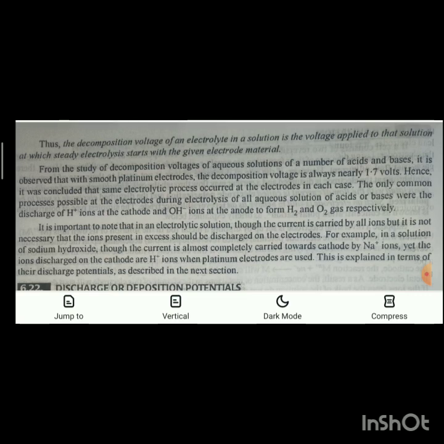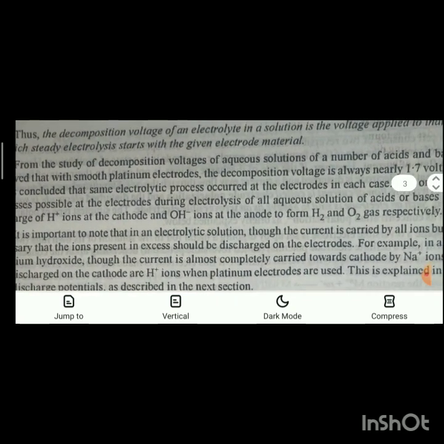From the study of decomposition voltage of aqueous solutions of a number of acids and bases, it is observed that with smooth platinum electrodes, the decomposition voltage is always nearly 1.7 volt. Hence, it was concluded that the same electrolytic process occurred at the electrodes in each case. The only common process possible at the electrode during electrolysis of all aqueous solutions of acids and bases was the discharge of H+ ions at the cathode and OH- ions at the anode to form H2 and O2 gas respectively.